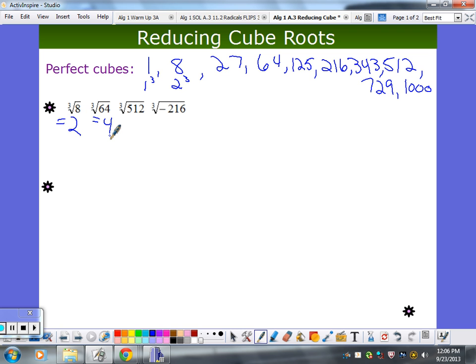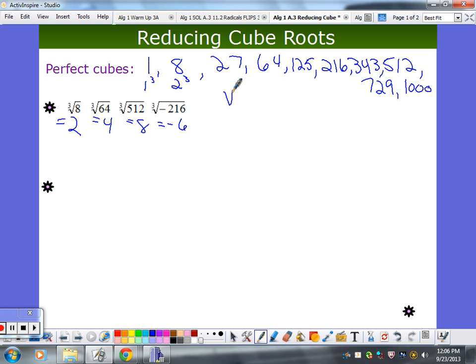What's the cube root of 512? 8. Right? It's the 8th one on my list. 8 cubed. What about, look at this negative. Oh, negative 6. But let's be careful with this.